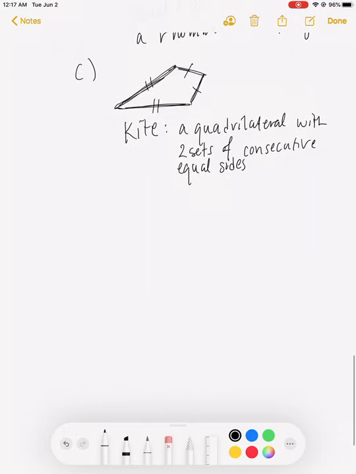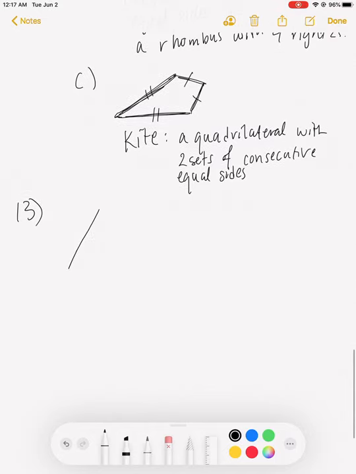After number 9 was number 13. Number 13 is a teacher solution or proof. So we want to find the measure of angle x. I'm going to draw this figure here. And on the top of the figure we have an equilateral triangle. All those sides are staying.